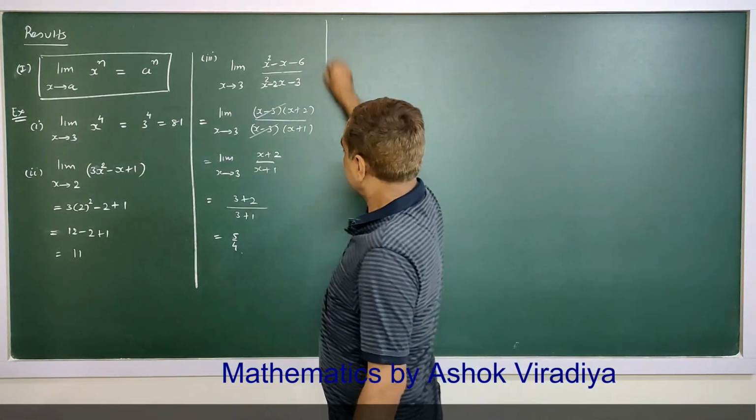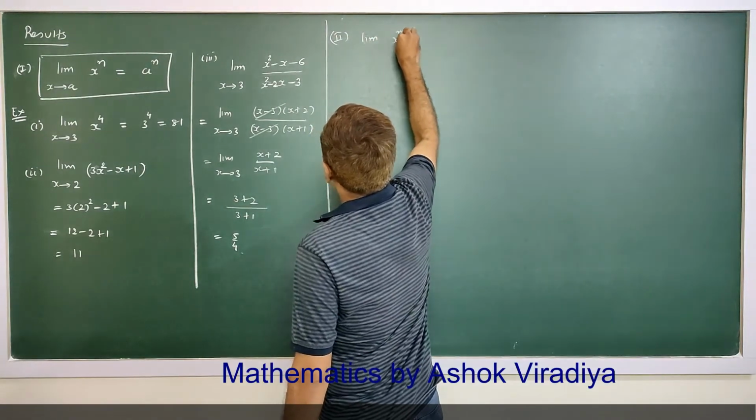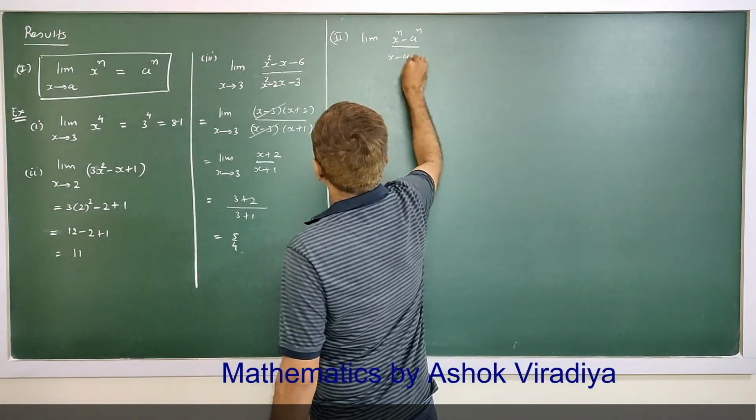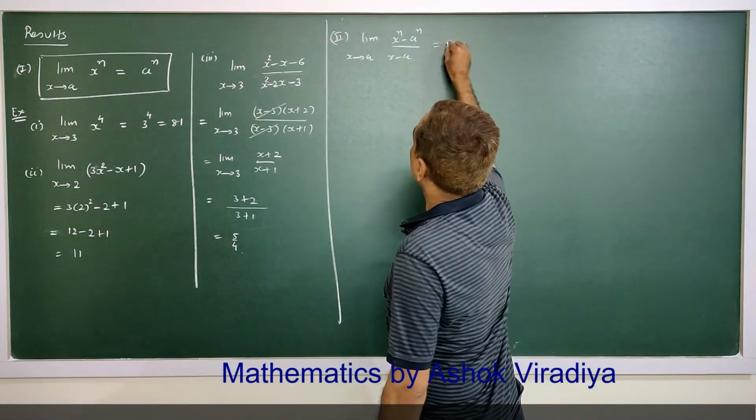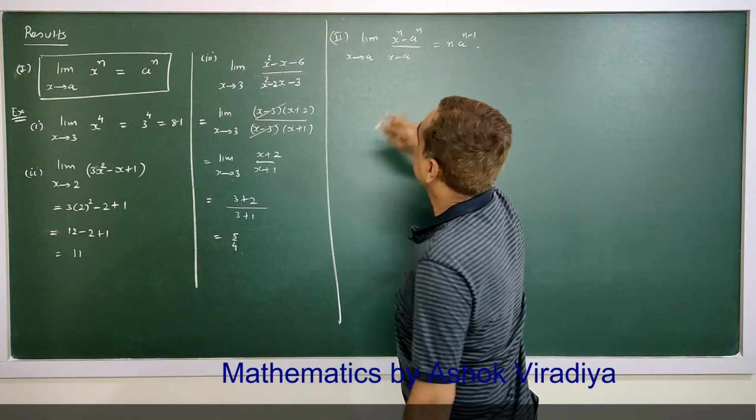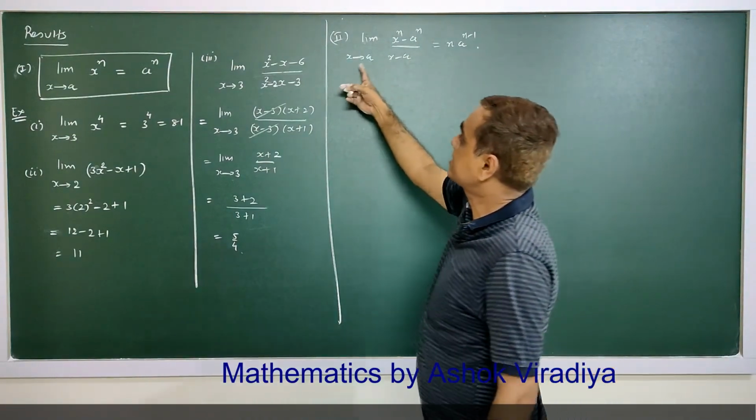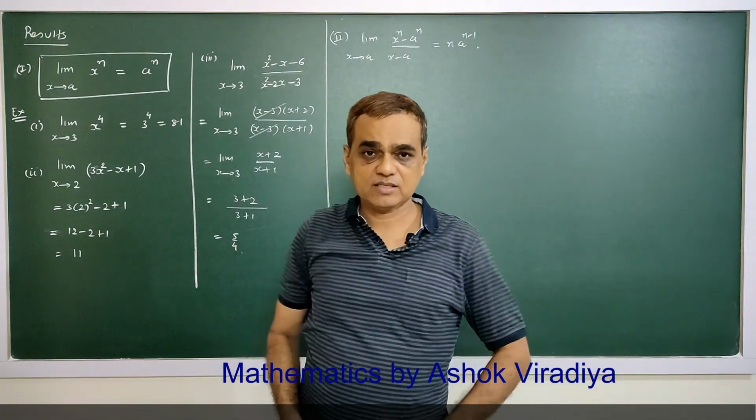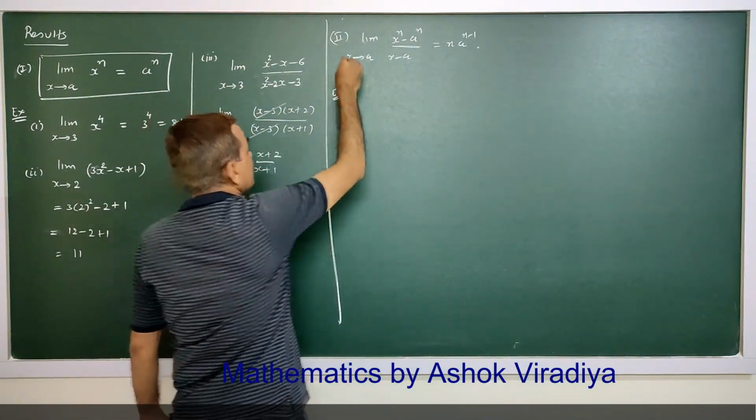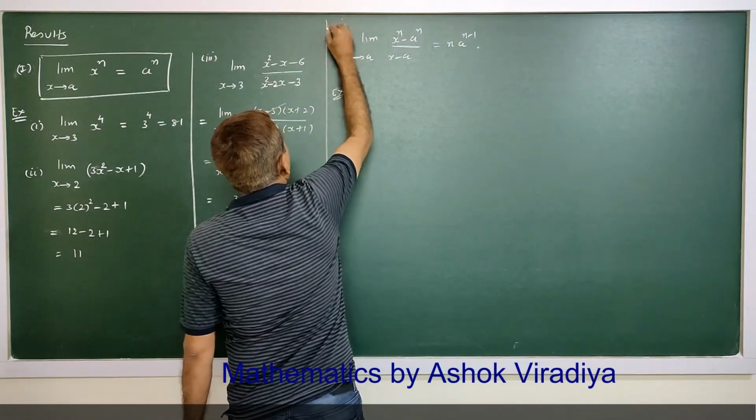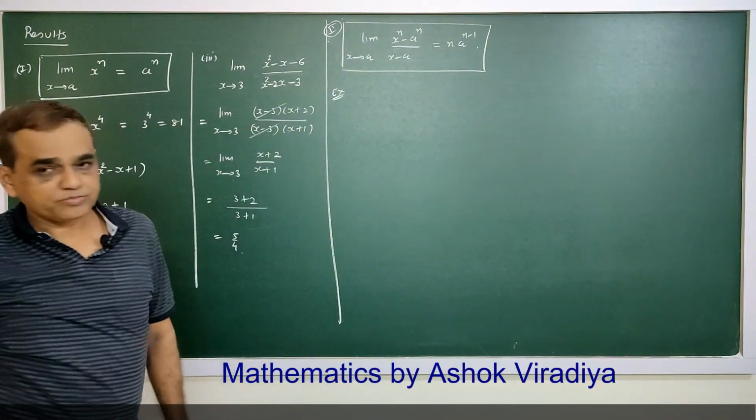Second result is: limit of x raised to n minus a raised to n upon x minus a, x tends to a, is equal to n times a raised to n minus 1. That is the limit of this function as x tends to a. To understand this result, I am taking an example. This is result 2.